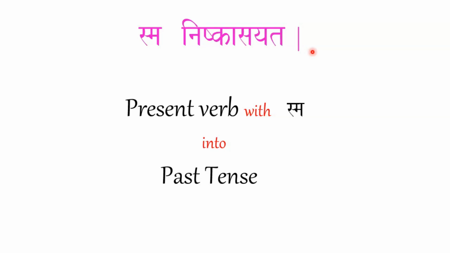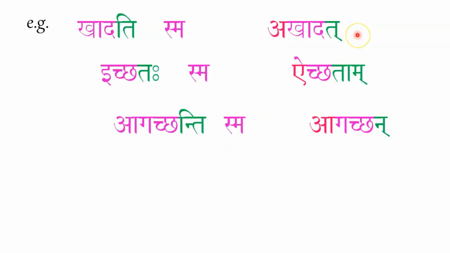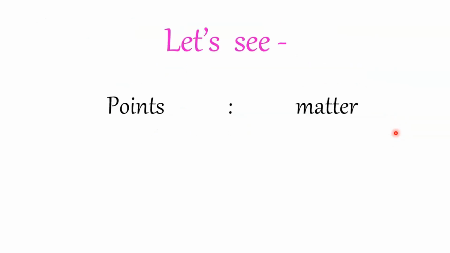Hari Om. Today's topic is Sma Nishkashayat, where we are going to learn how to change a present verb with Sma into past tense. Like Khatati Sma becomes Akhatat, Ichhataha Sma becomes Aichhata, Agachanti Sma becomes Agachan, and so on. Then, which points matter here? Let's see. There are five essential points where the first 2 points should be memorized.